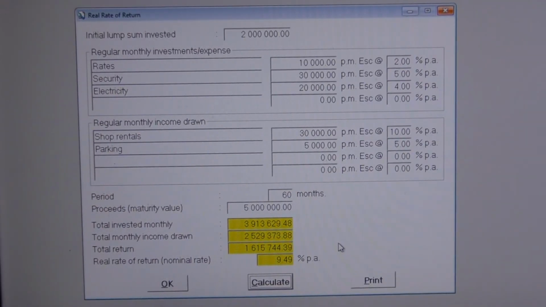You could use this real rate of return calculator to check a property venture. Let's say you can buy a piece of ground and erect a few shops on it for 2 million Rand. You enter monthly expenses and monthly income and propose selling the property for 5 million 5 years later. The real rate of return calculator shows what your real rate of return would be, 9.49%.